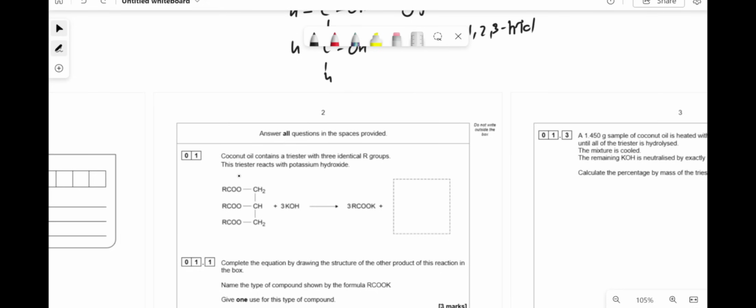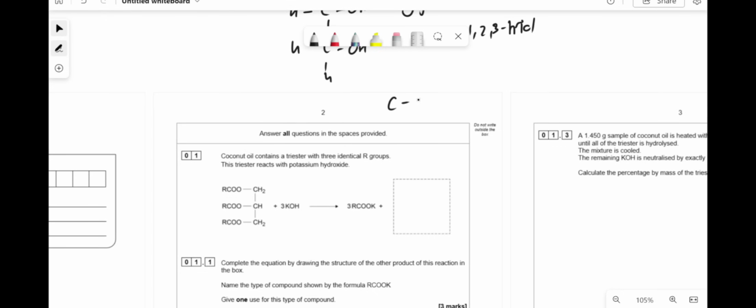With esters, you can do something called base hydrolysis, which is where you use sodium hydroxide or potassium hydroxide. The OH minus from the sodium or potassium hydroxide reacts with the fat or oil, and it forms a carboxylate ion and an alcohol. So the carboxylate ion is basically the acid part without the H.